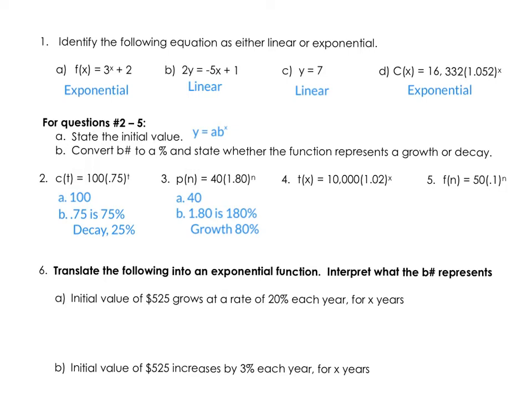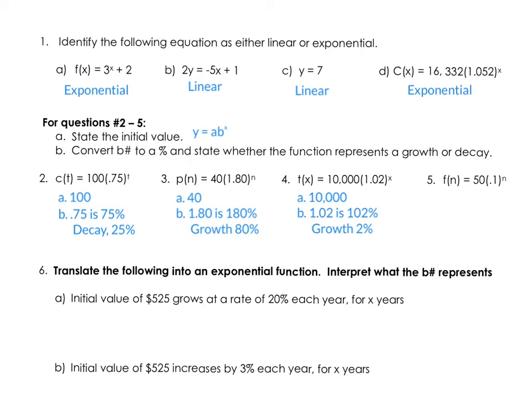Okay, number 4, we have the a. Remember, that's the number by itself. So that's the 10,000. And then I look at my b value, the 1.02. 1.02 is equivalent to 102%. So that tells me that I have a growth. How much more than 100 is that? That's 2% more. So it's a growth of 2%.